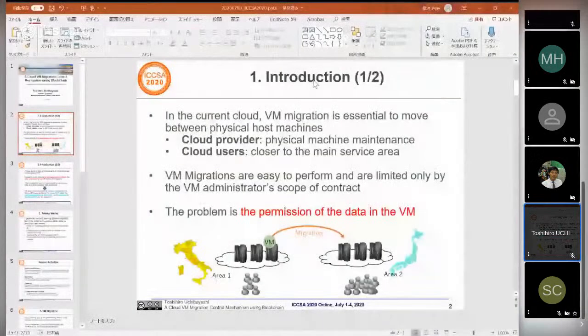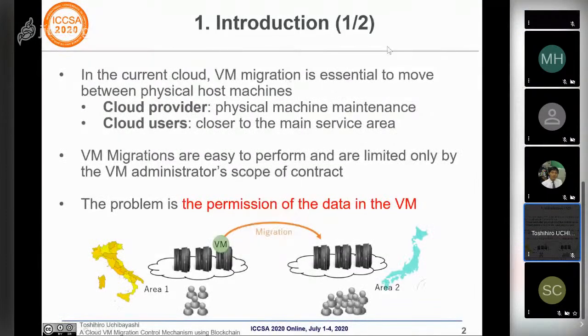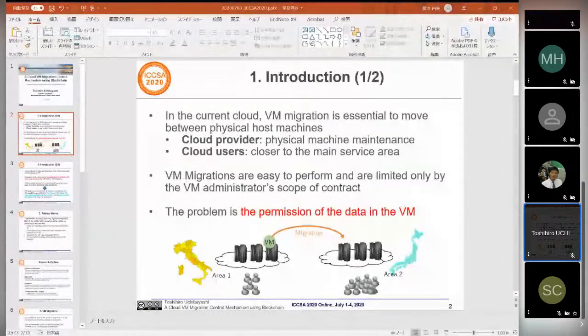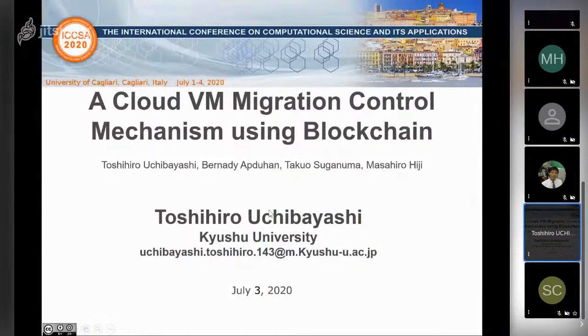Okay, for the next paper, it's on a cloud virtual migration control mechanism using blockchain. If you're ready, then Dr. Uchibayashi, please start. You are muted, open the microphone, please. Can you hear me? Yes, but we cannot see your screen. Go to the first slide. Okay, sorry.